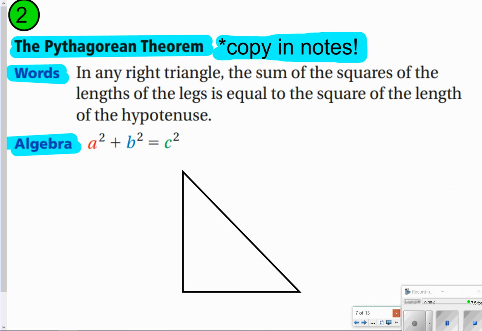So number 2 in your notes, you're actually going to copy down. This is the Pythagorean Theorem. The Pythagorean Theorem is a squared plus b squared is equal to c squared, and that just means if this is correct, it is a true right triangle.